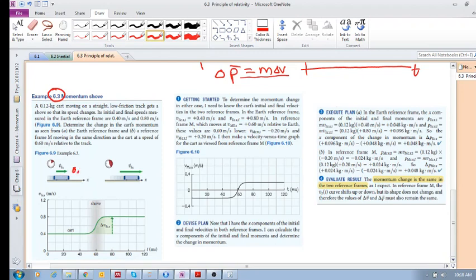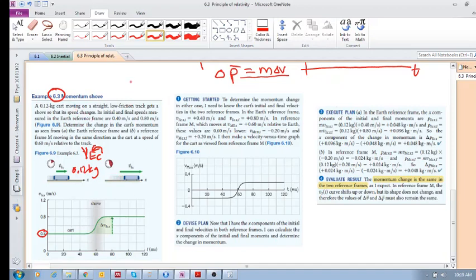This cart is 0.12 kilograms. I'm not going to go into all the details of the calculations, as always. It's right in front of you. I'm going to hit the main points. So it's a cart, and remember, I want to keep reinforcing this, v_EC. What does that mean? It means the velocity of the cart relative to Earth. So it's moving on a straight low friction track at a constant velocity of 0.4, and then it gets a shove. Somebody pushes it so that its speed changes.